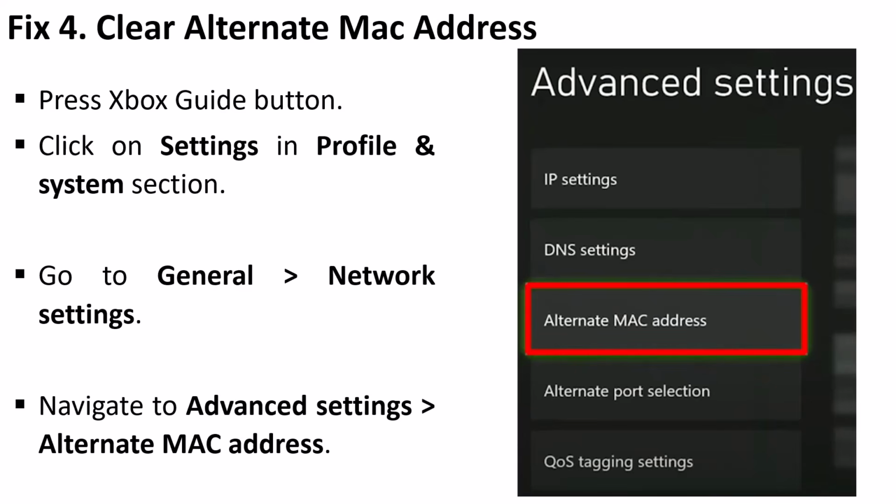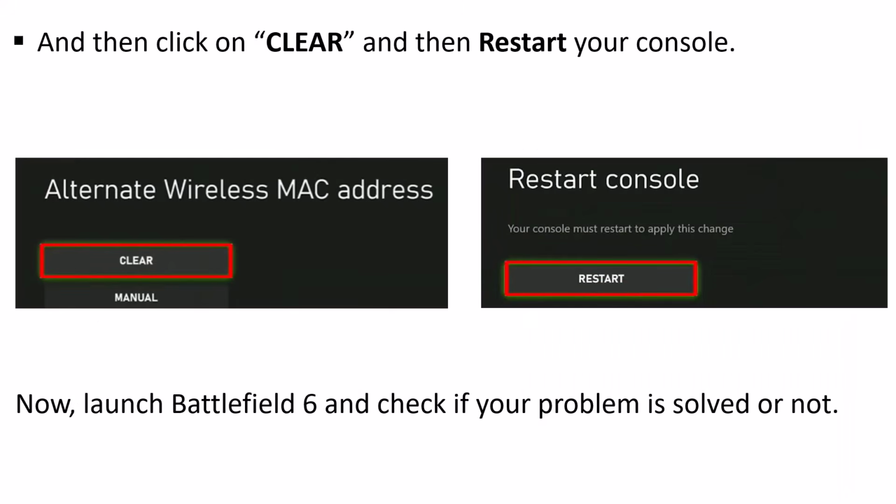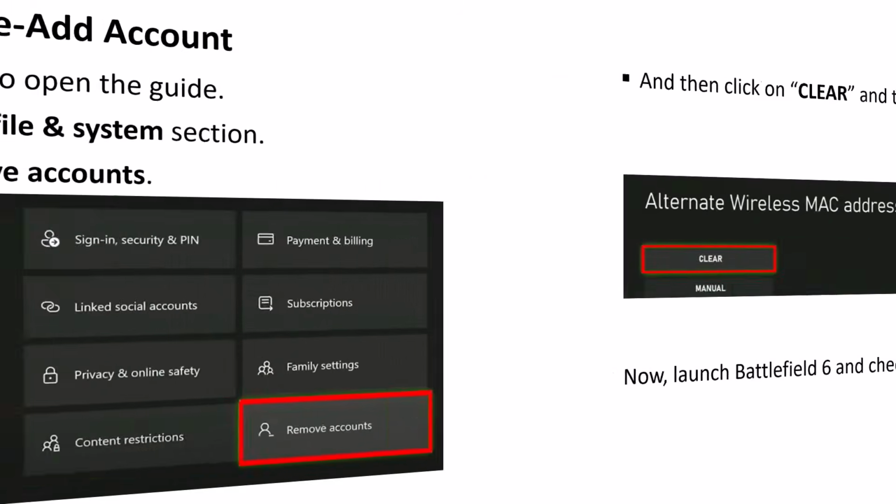Fix 4 is to clear alternate MAC address. Press Xbox guide button, click on settings in profile and system section, go to general, network settings, navigate to advanced settings, alternate MAC address and then click on clear and then restart your console. Now launch Battlefield 6 and check if your problem is solved or not.